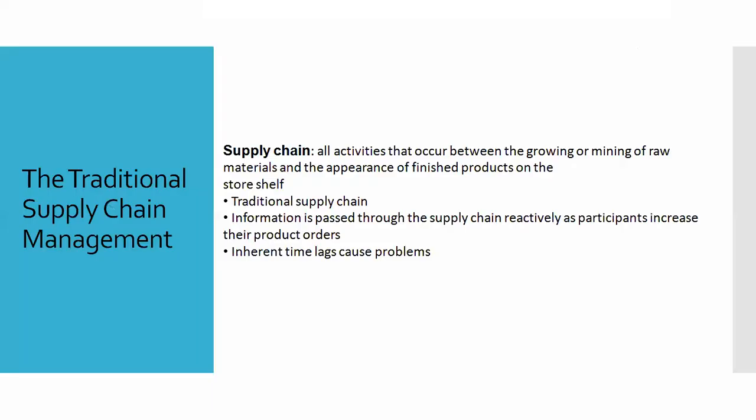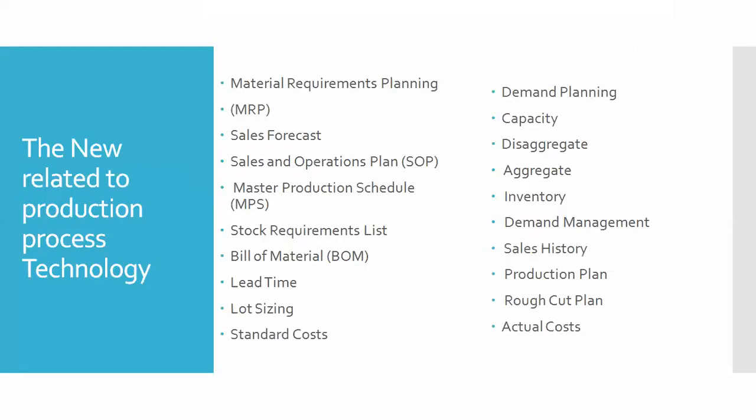So based on these things, supply chain is all activities that occur between the growing or mining of raw materials and the appearance of finished products on the store shelf. Traditional supply chain: information is passed through the supply chain reactively as participants increase their product order. Inherent time lags will cause a problem.